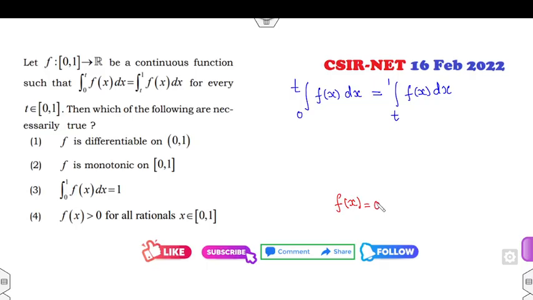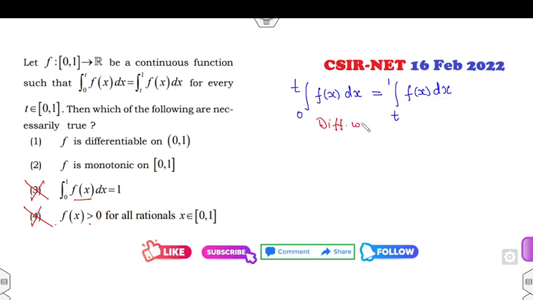If I choose f of x is 0, clearly 0 is equal to 0, satisfied. So option C will be discarded by taking this. And you can see 0 is a continuous function. F of x greater than 0, that's also a wrong option. Now, f is differentiable because the zero function is differentiable, but based on this, we can't decide A and B. Now, I need to remove the integration.